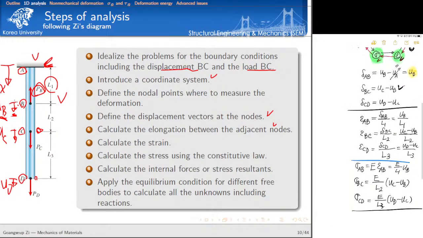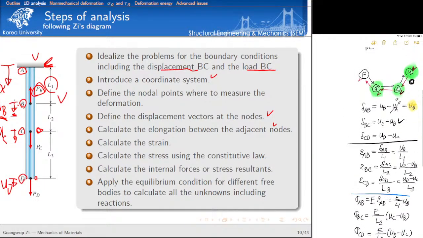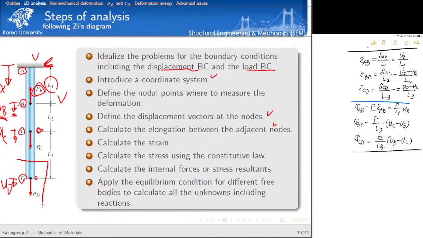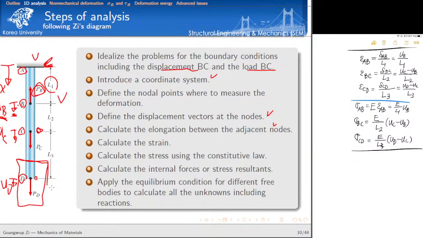So now the next step is I want to consider what? The force equilibrium for individual segments. So now let's work on this part. Let's consider this free body diagram. If you consider this free body diagram, then I have force P at point D, and then I need to consider the stress in the CD segment.